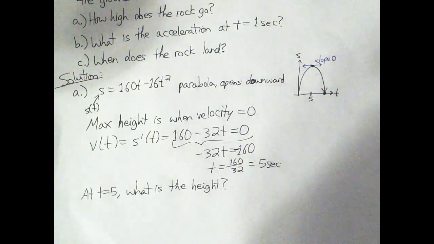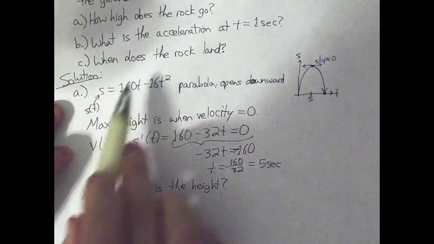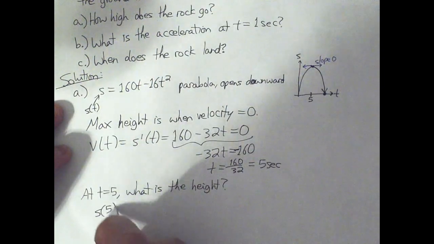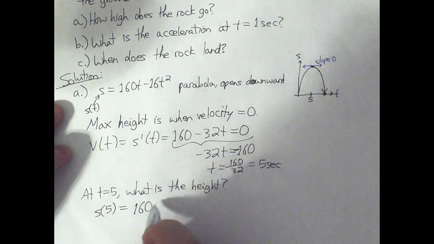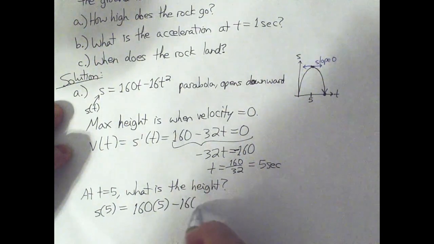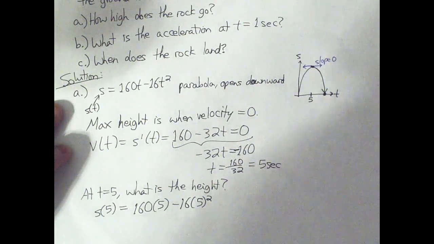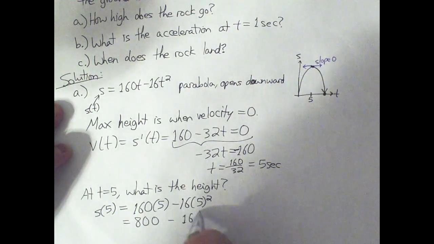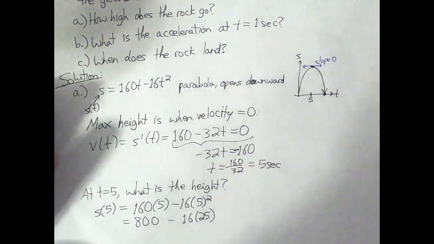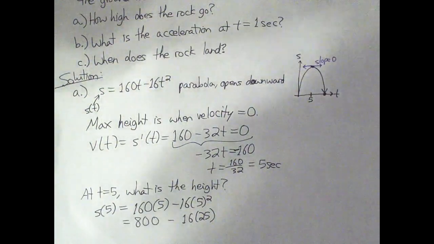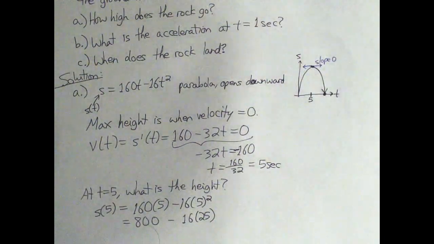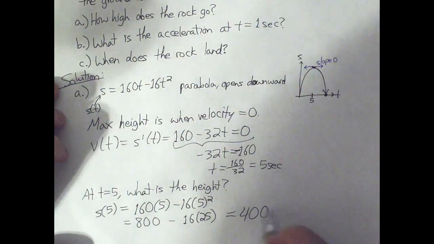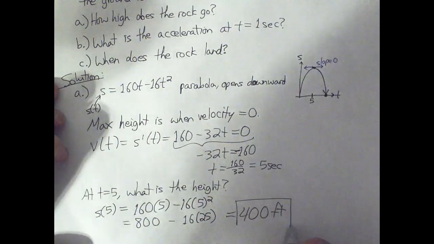This is the easy part. We have a formula given to us in the problem for the height. All I have to do is put in 5. S of 5 is 160 times 5 minus 16 times 5 squared. Whatever this winds up equaling, that's going to be the answer. So this is 800 minus 16 times 25. We don't need a calculator for this. 16 times 25 is 400. So 800 minus 400 is 400 feet. That is the maximum height.